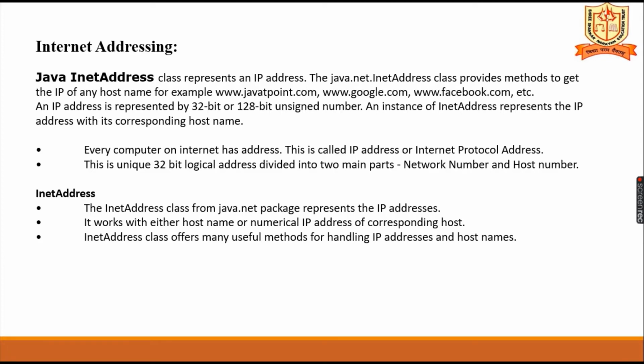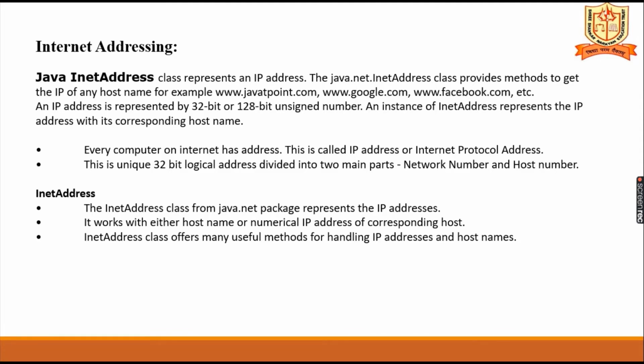Every computer on the internet has an address. This is called an IP address or Internet Protocol address. This is a unique 32-bit logical address divided into two main parts: one is the network number and the other is the host number.